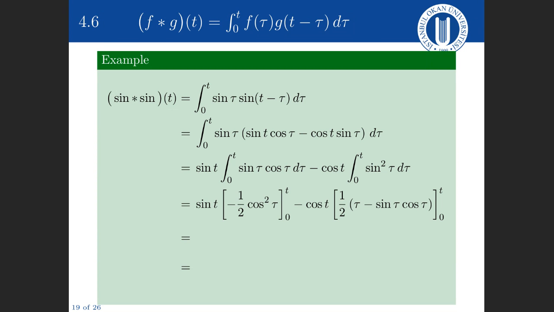We need to calculate the integral of sine tau cos tau, and we need to calculate the integral of sine squared tau. You know how to do this from calculus, so I'll just proceed with the calculation. And we end up with a half sine t minus t over 2 cos t.